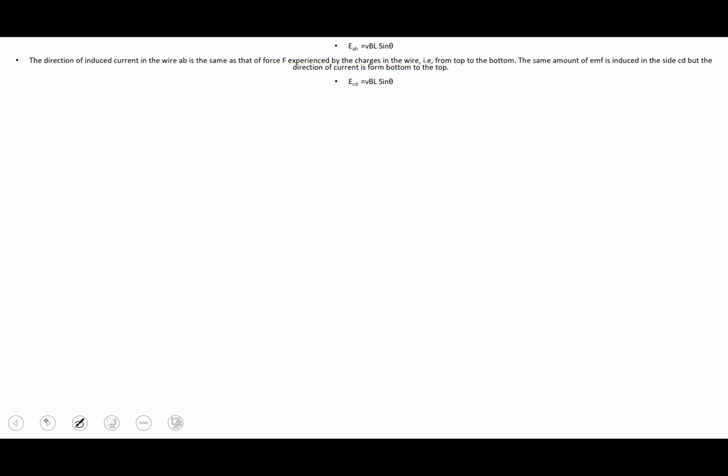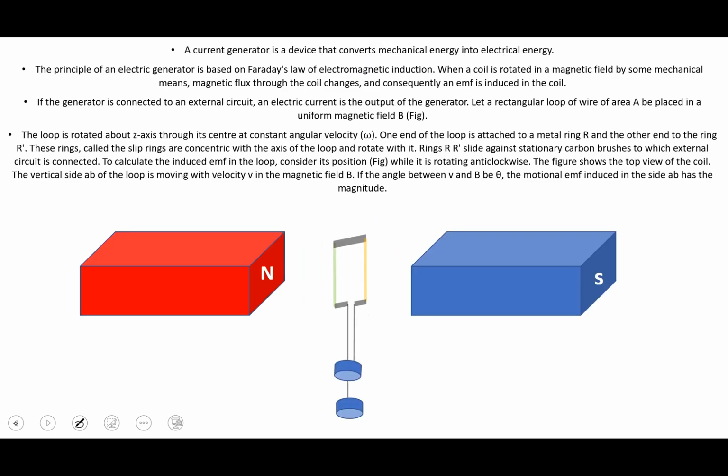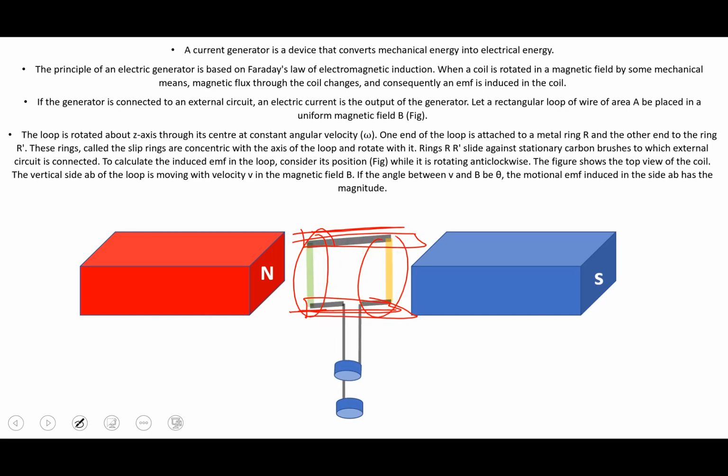Now, keeping that in mind, we can say that the EMF of CD is equal to VBL sine theta. So both of them are producing the EMF. But what about the top and the bottom part? The top part does not play any important part in the EMF. It is negligible. And the bottom part of this coil also does not play any important part in the movement of this coil. Only these two parts on the sides of the coil are making the coil rotate.